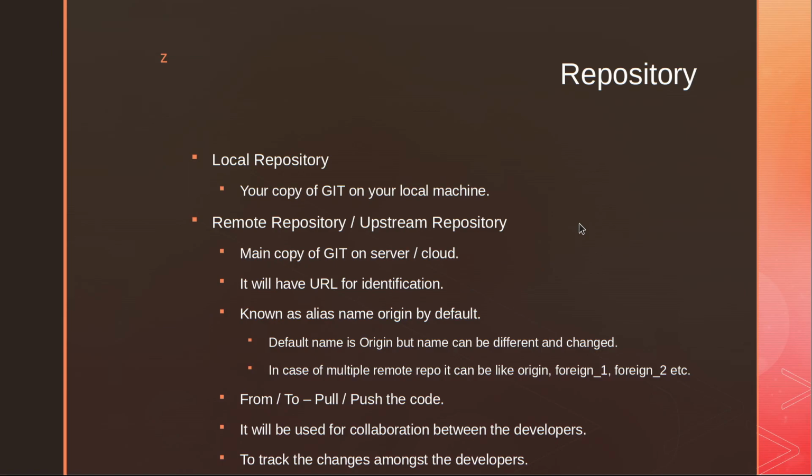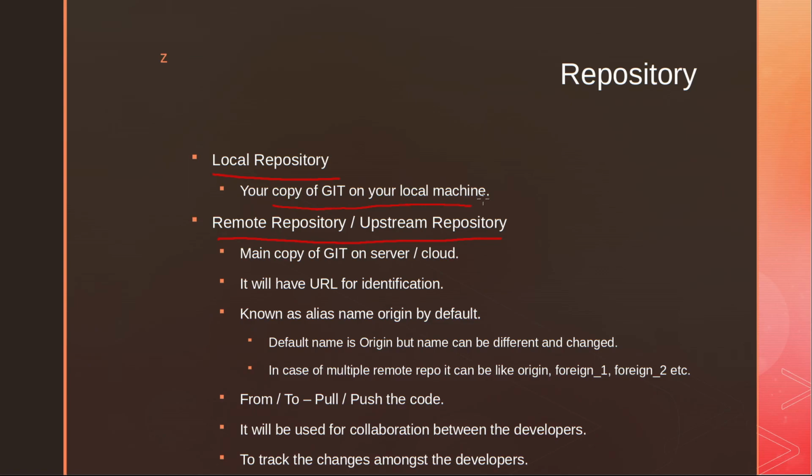A repository, based on the location, can be of two types. It can be a local repository, as well as a remote repository or upstream repository. A local repository is nothing else but a local copy of the central repository. It is a copy of the folder or the repository which is available on the remote location or on the central location, and you as a developer are going to work on this particular local repository.